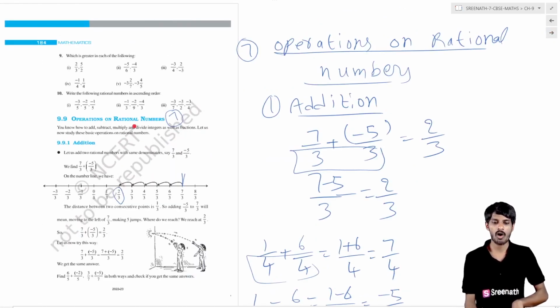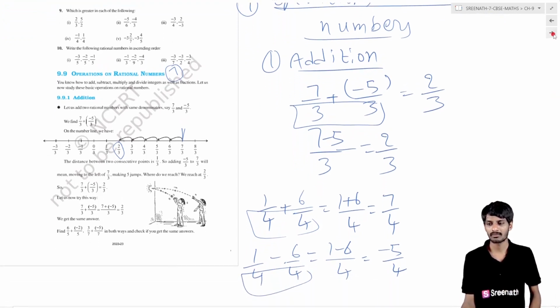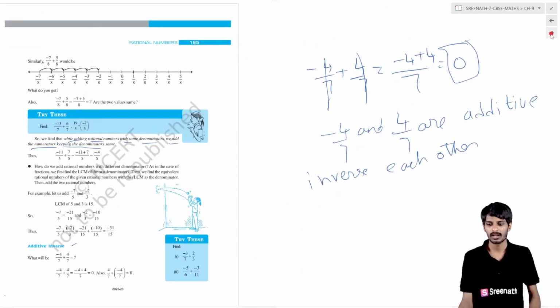And the next thing is the operations on rational numbers. The most important is addition. If the denominators are the same, just add or subtract the numerators. That's it. If the denominators are not the same, just find the LCM. In that way, you can add or subtract rational numbers. That is about addition and subtraction of rational numbers. And additive inverse: if the sum of any two rational numbers is 0, then those two rational numbers are called additive inverses of each other.